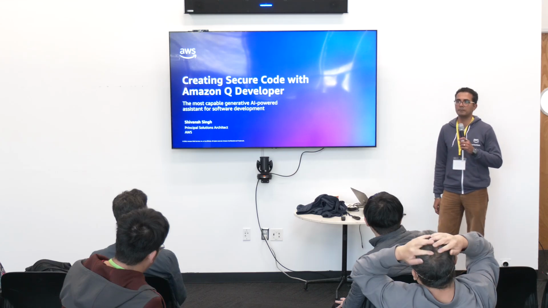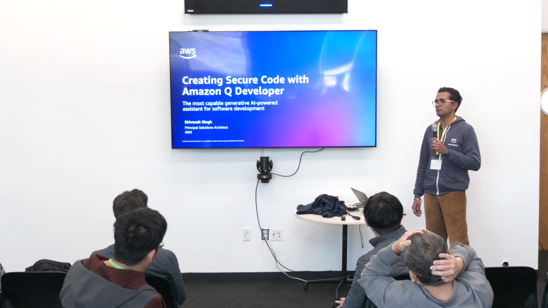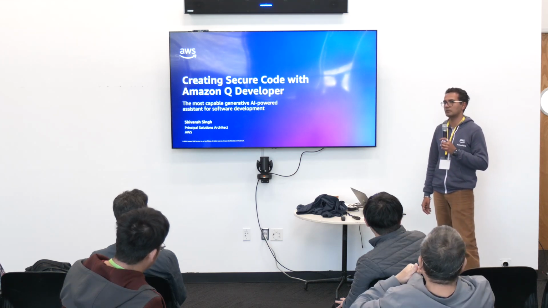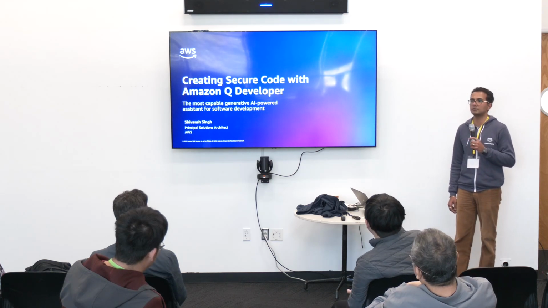I'm Shivansh Singh. I'm a principal solution architect at AWS. I've been with AWS for around 9 years now. Have done multiple things, but now currently I'm focused on AI ML services, especially development focused, which is Amazon Q Developer.